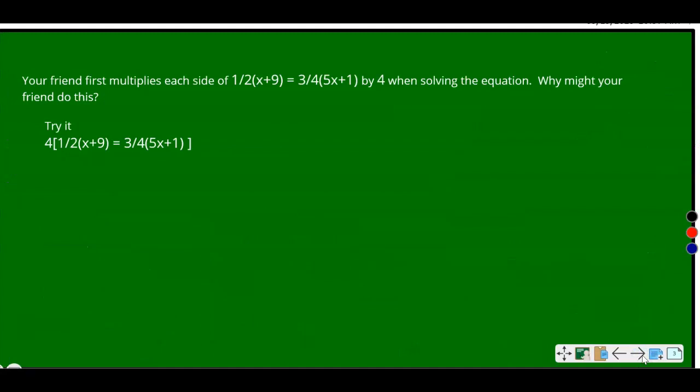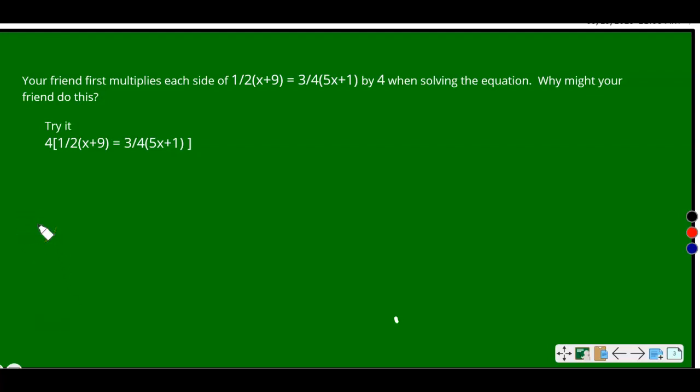All right, so the next one is try it yourself. So I want you to take a moment, pause the video, and try to work this out and then see if you get the right answer. When you finish, you can start the video again to check your work.